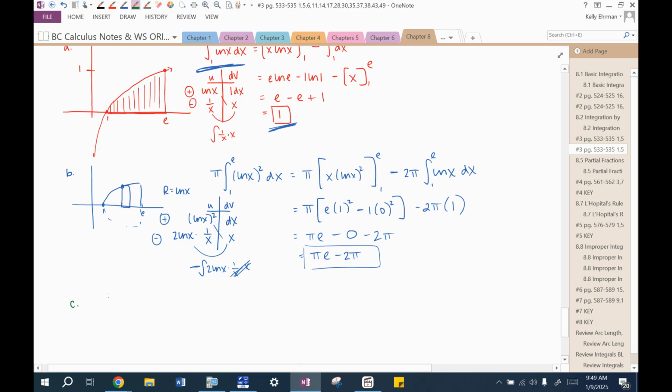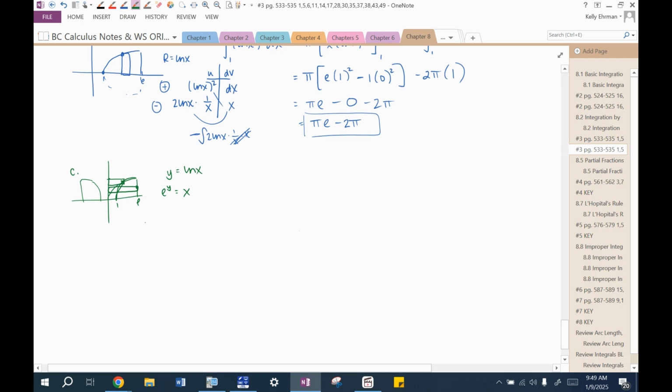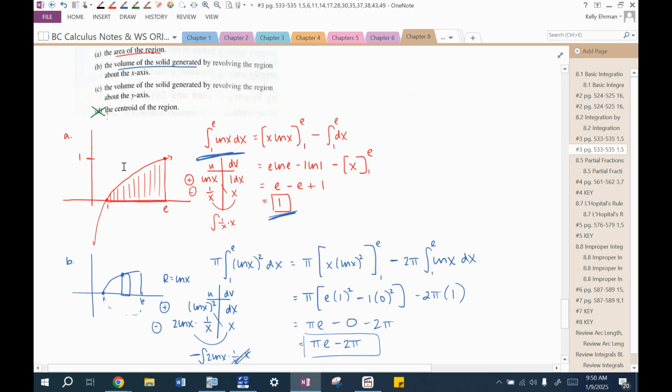So part C is the same region, 1 to e, revolve around the y-axis. So you have an outer R and you have an inner R, but they're going sideways. So instead of y equals ln x, e to the y equals x. So the outer part is just, the big R is e minus 0. The inner part is e to the y minus 0. Washer method is the integral, not from 1 to e though, from 0 to 1. Remember the y bounds that I established back here?